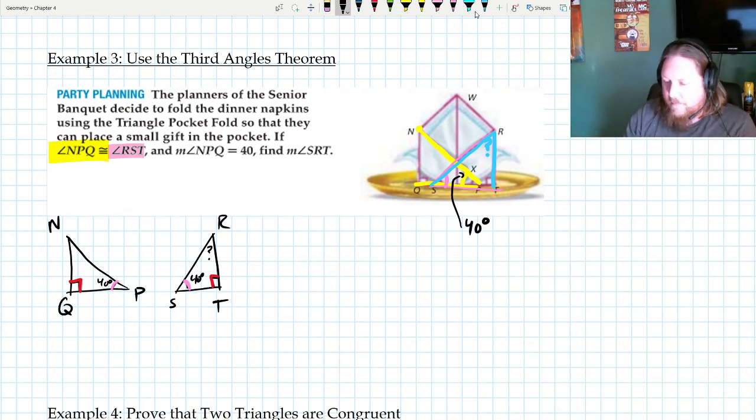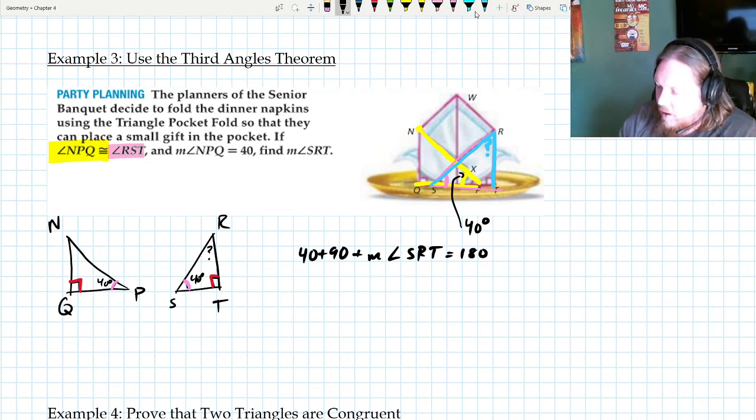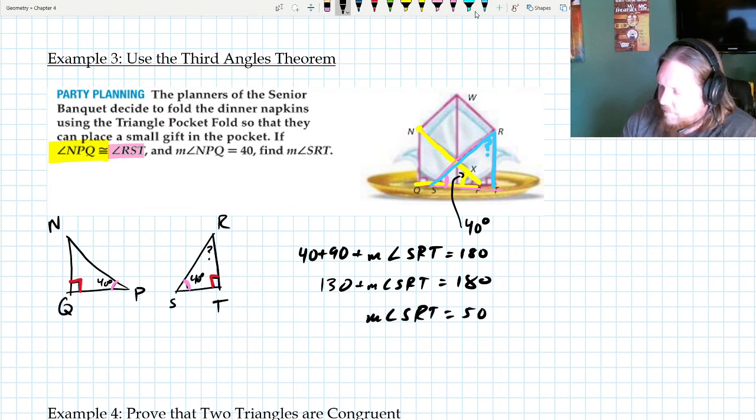Well, guess what? 40 plus 90 plus the measure of angle SRT have to add up to be 180. And so 40 plus 90 is 130. Subtract 130 from both sides, and we get 50 degrees.